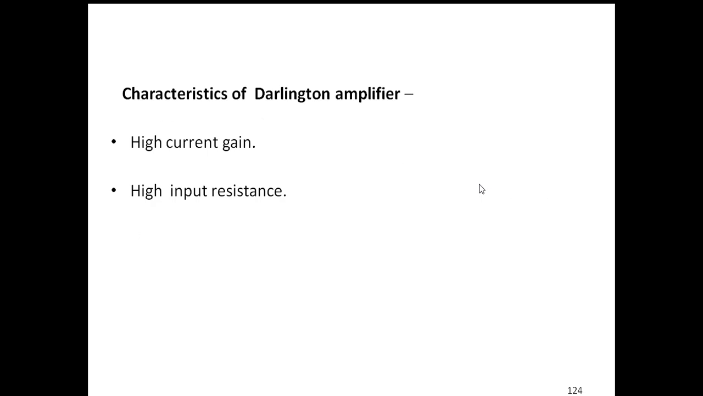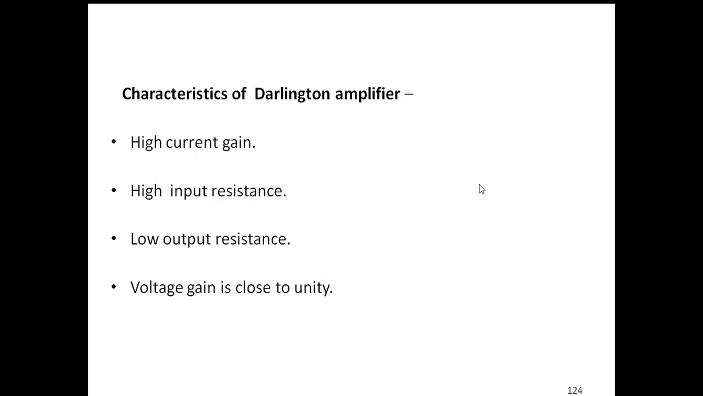The characteristics of Darlington pair. These are the advantages of the Darlington pair. Those are high current gain, which is very important, and high input impedance, which is also very important. These are the two reasons behind which it is very much used. Low output resistance, and voltage gain is close to unity.